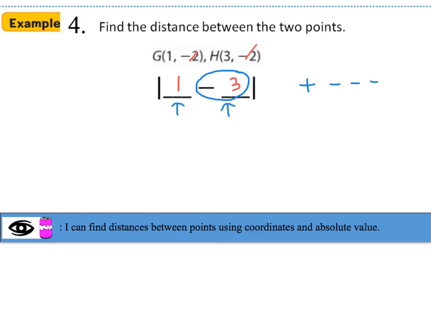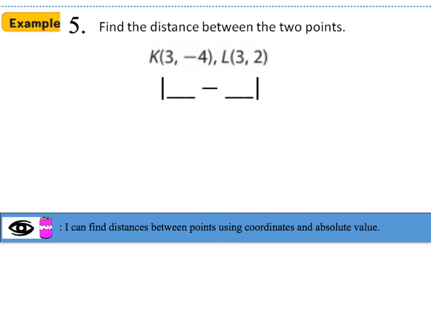What I can do is make 0 pairs out of these. So if a negative and a positive match up with each other, then they're going to cross each other out. The thing that I have left here would be my answer. So I have two negatives left. So in the absolute value box, 1 minus 3 is actually equal to negative 2. And the absolute value of negative 2 is just equal to 2 because it's 2 spaces away from 0. So point G and H are 2 units away from each other.